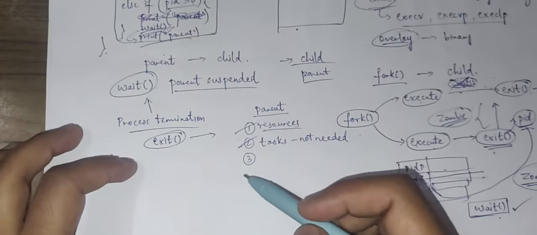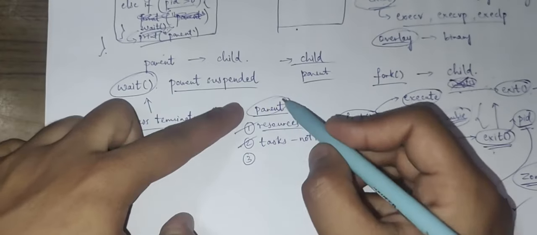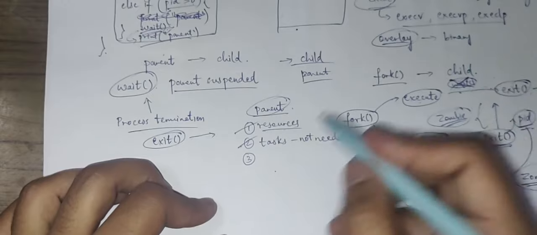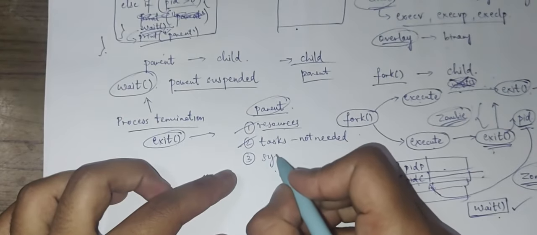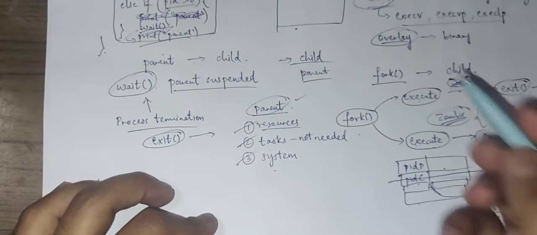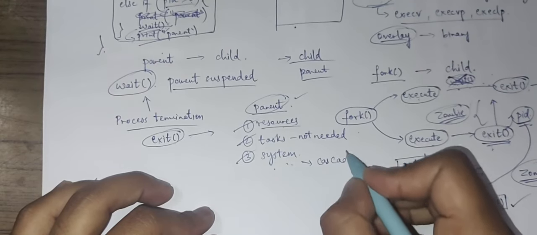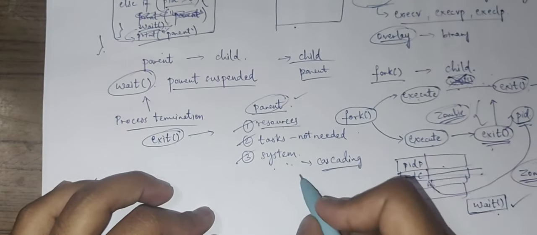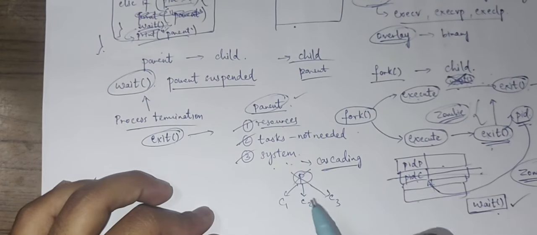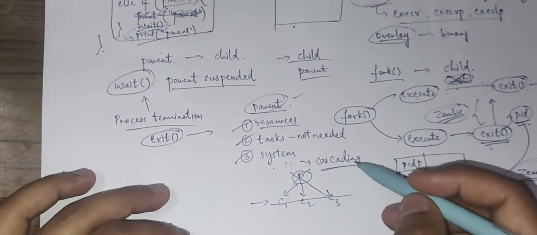And the third would be basically if the parent itself exits. Some systems won't allow the child processes to exist if the parent is no longer present. So in such a case also, it depends on the system. The child might be terminated because of the parent termination. In such systems, there is a process called cascading termination. What this will do is, let's say there were multiple children and this parent terminated. In a cascading order, all these children will also be terminated. So that is what this kind of termination is.